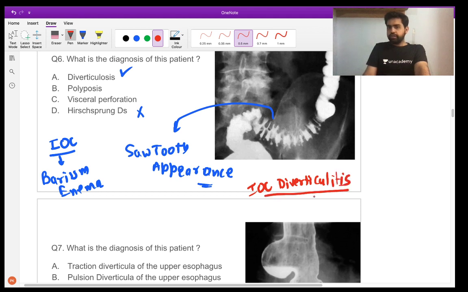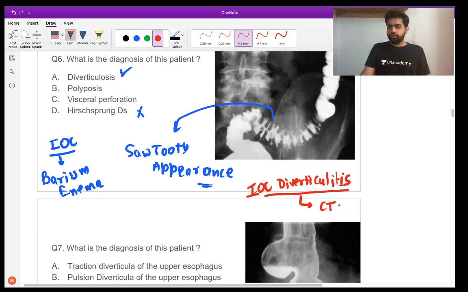Okay, so what is the investigation of choice for diverticulitis? Can anybody answer? It's a very important question. Investigation of choice for diverticulitis. Can you answer, guys? So good to have you, Ajmal and Shrikar. Right. So what is the answer to this particular question? Please answer, guys. USG? No. Manali? No. What is the investigation of choice?